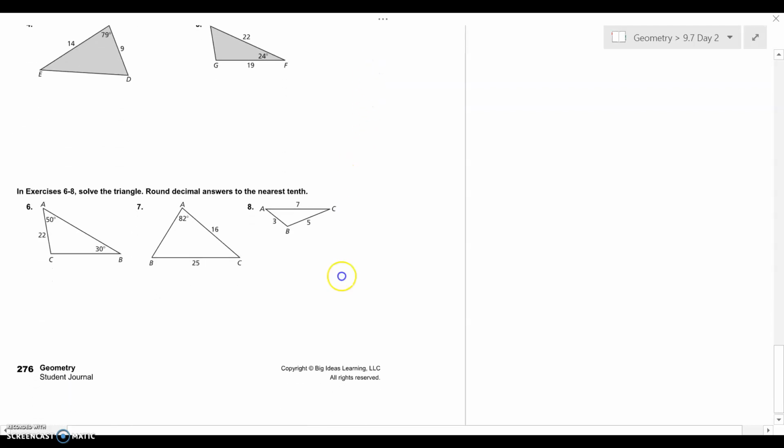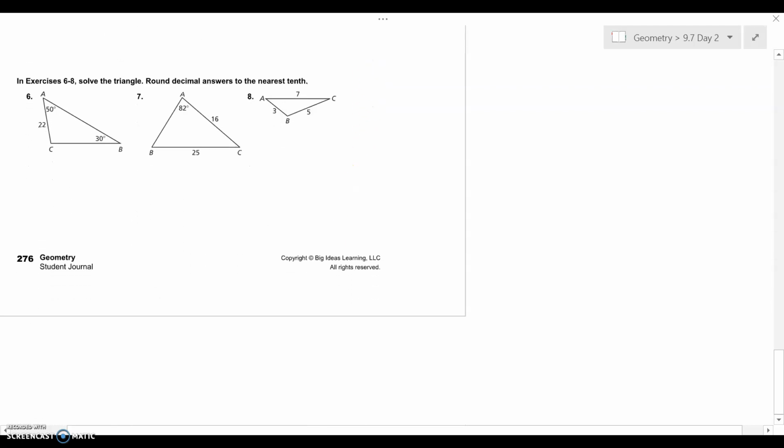So if we jump down to the bottom of our notes template, we're on questions 6, 7, and 8. Today we're going to specifically look at 6 and 7. Those two are using law of sines. And so on this first one, you can see we're given two angles and one side. So if you have two angles and one side, we can use law of sines to get this side right here. And I'm going to call this side A, little lowercase a, because it's across from a capital A.